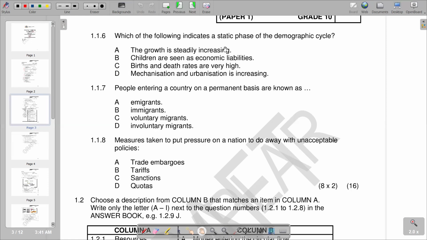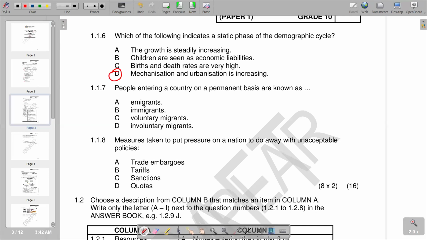So according to the responses that we have there, we have: the growth is steadily increasing; children are seen as economic liabilities; birth and death rates are very high; mechanization and urbanization is increasing. So if you look at the responses, we see that mechanization and urbanization is increasing is correct. Remember, on the characteristics of the static phase, we said there's high quality of life. So obviously, high quality of life is being associated with mechanization and urbanization. So exactly this matches. So we have D as the correct response.